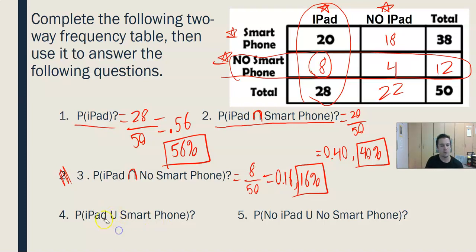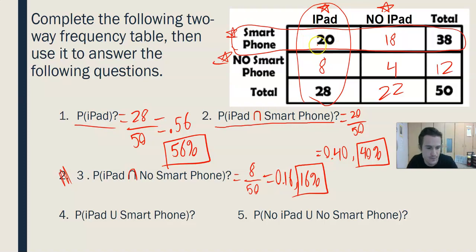What is the probability of iPad union smartphone? In other words, what is the probability that someone has an iPad or a smartphone? So here are my iPad and smartphone columns. If I was looking for the intersection, the probability of selecting someone who has an iPad and a smartphone, I'd be looking at this 20 number. But I just care if they have an iPad or a smartphone.